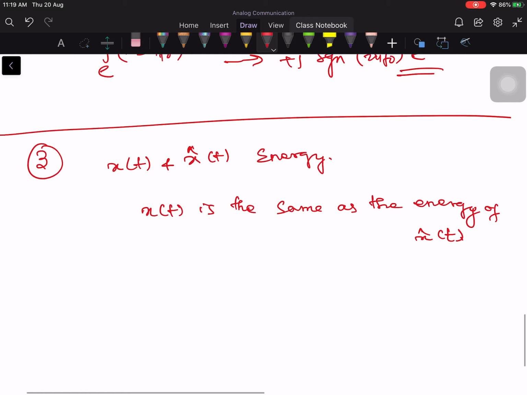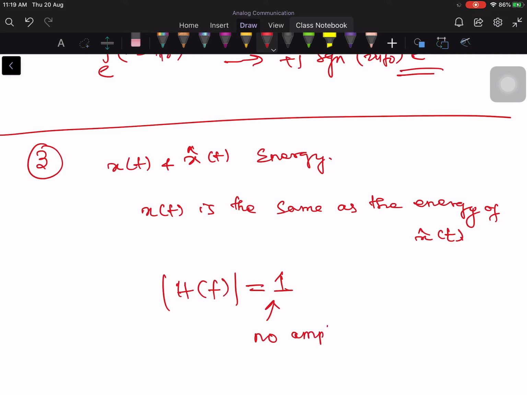Why? Because if you take the transfer function, it is not giving any attenuation or amplification, it is 1. Okay, so 1 means what? No amplification, no attenuation, therefore no change in energy and power. Of course energy, because it is not a periodic signal. If it is periodic, then we will talk in terms of power. If it is an aperiodic signal, then we will talk in terms of energy. The energy of x of t is the same as the energy of x hat of t.